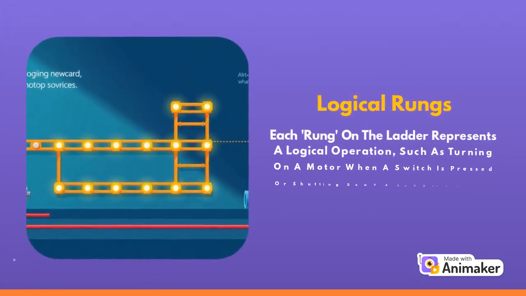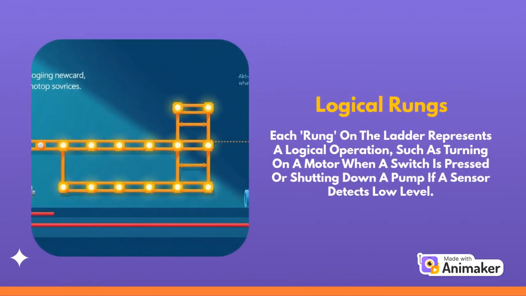Logical rungs. Each rung on the ladder represents a logical operation, such as turning on a motor when a switch is pressed or shutting down a pump if a sensor detects low level.